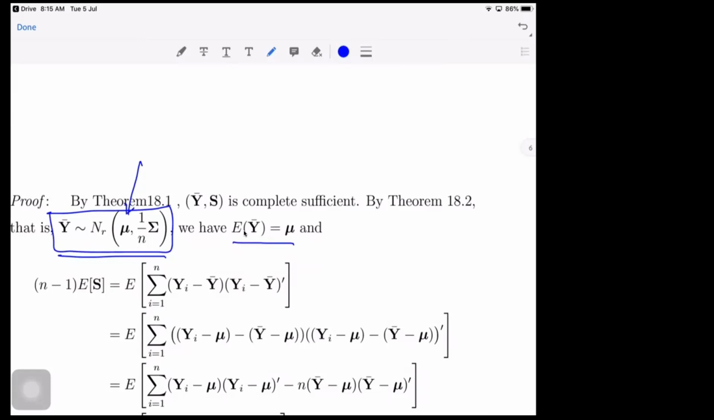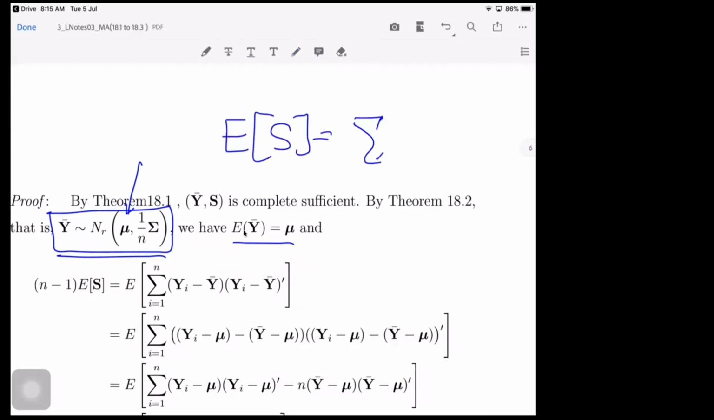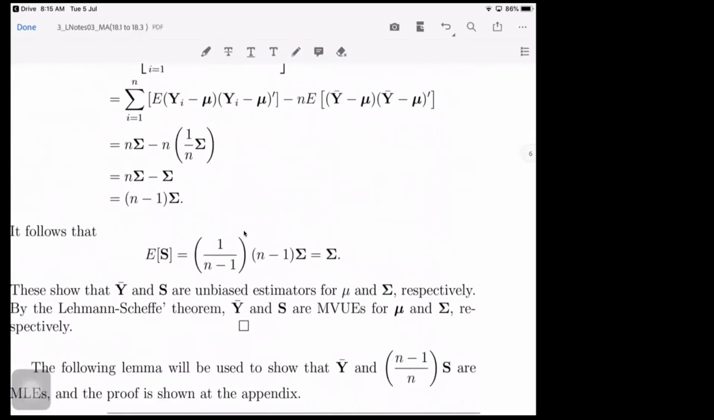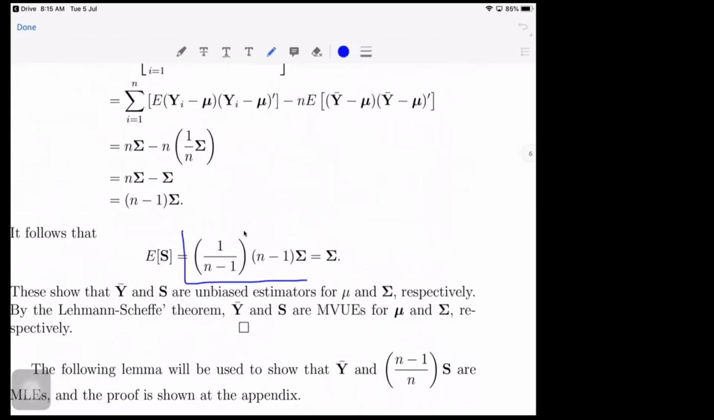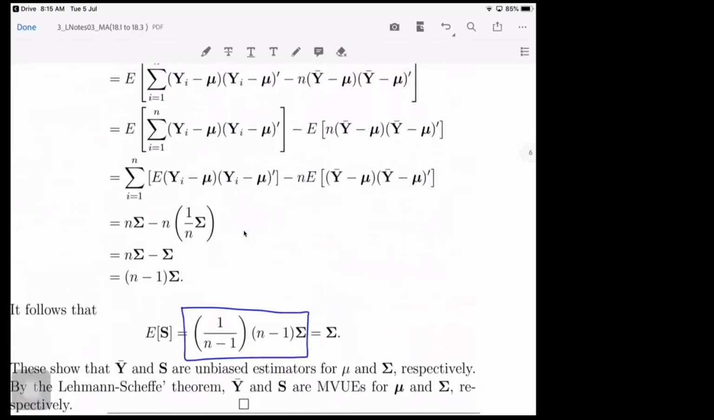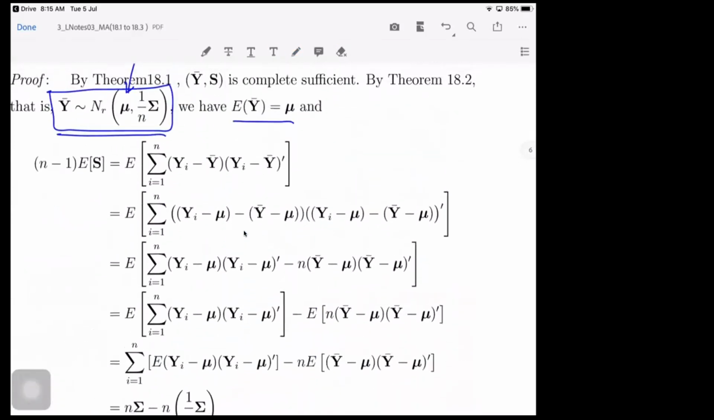However, to show that the expected value of S is sigma, last time, what I had given is just this setup here in your notes. So I tried to make a detailed proof of that. So this is the detailed proof.